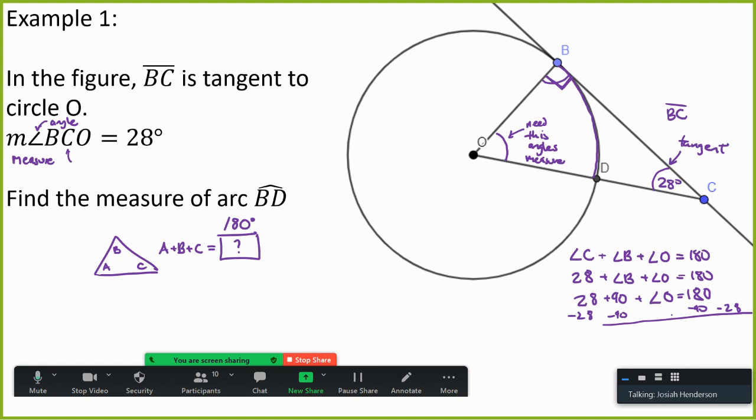So after subtracting, we get angle O is 62 degrees. So that means inside here, that's 62. That means the arc BD is also 62.